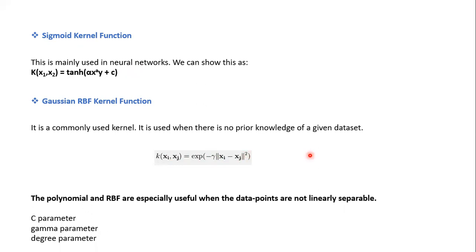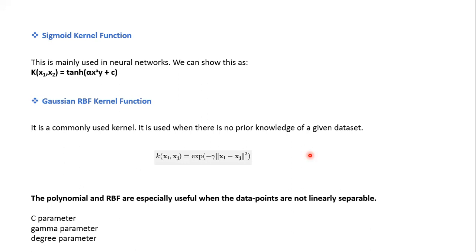Also, one thing we can remember here is that the polynomial and RBF kernels are especially used when the data points are not linearly separable. As I said, polynomial, RBF and linear are the three most famous kernels. Famous in the sense that almost every model will be having them.